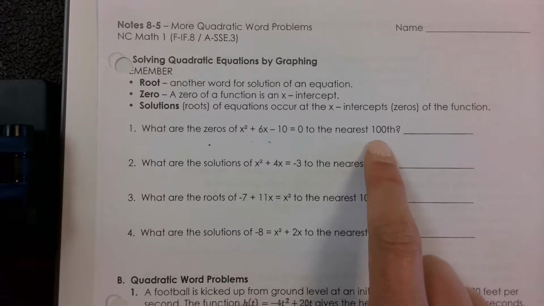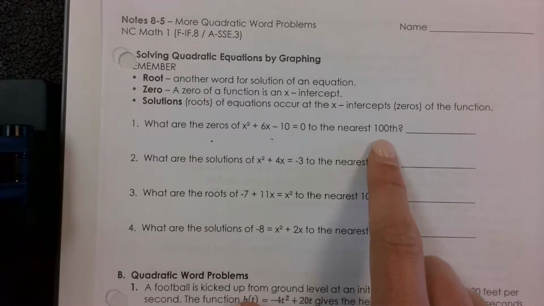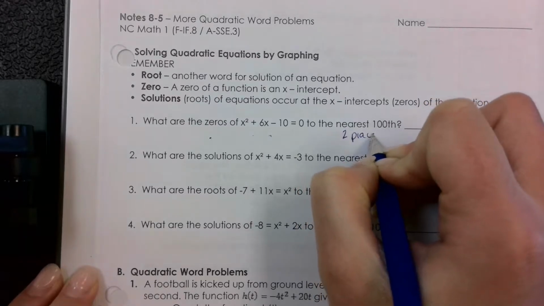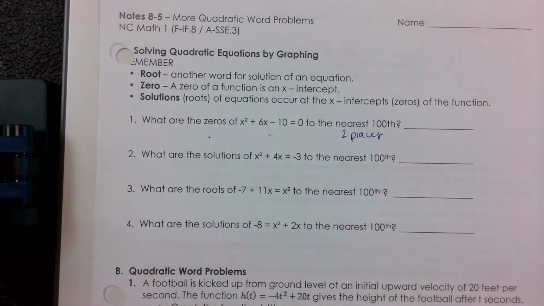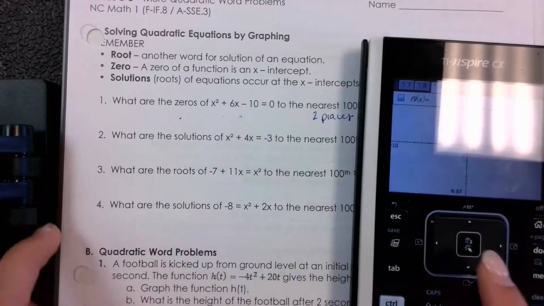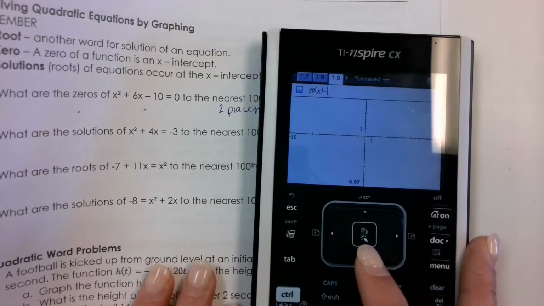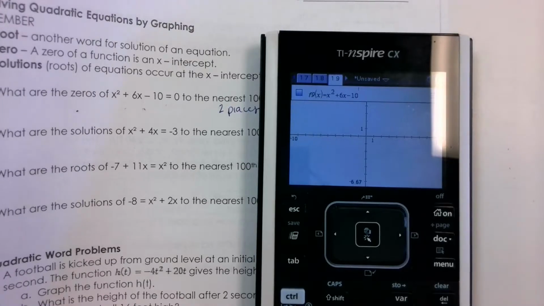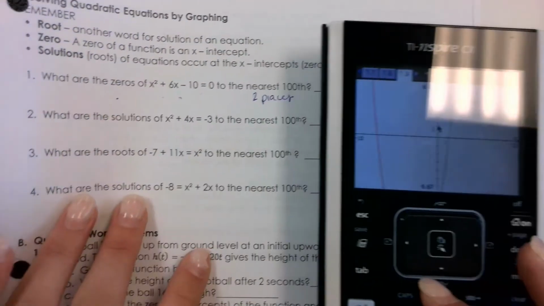So how many decimal places is that? 2. So we're going to go in our calculator and we're going to type in what on a new graph? What do you got? What do we type? What are you typing in? Did we put the equals 0 part? No. Don't put 2 equal signs in there. You already got one. That's enough.